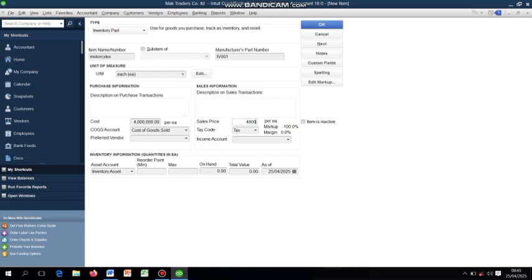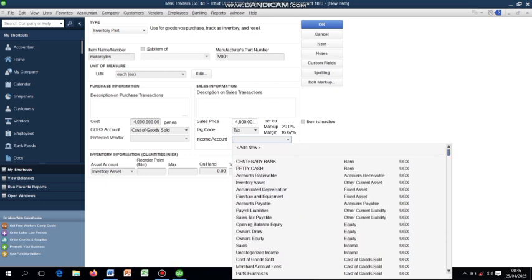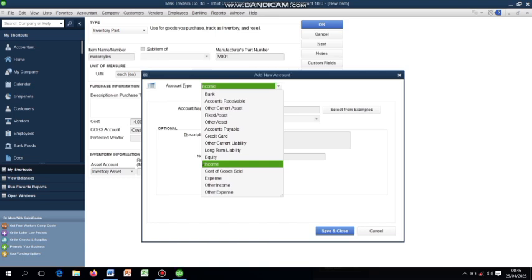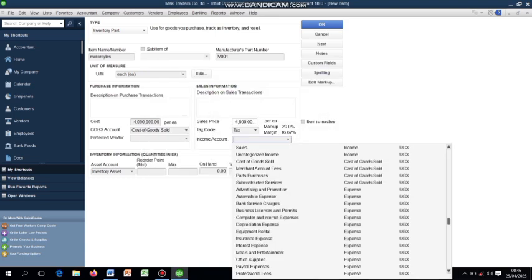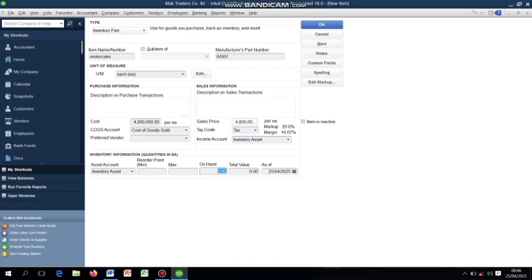I'll choose an income account associated with this. I'll come and add new. This will be an inventory asset. Yes, it is already there, inventory asset. I'll check how many I have on hand. There are 8 as of the date. I will press OK.